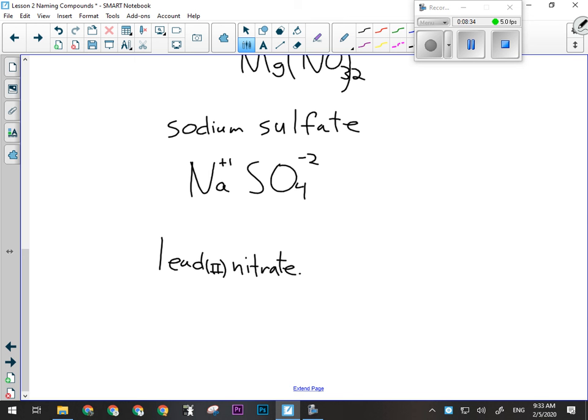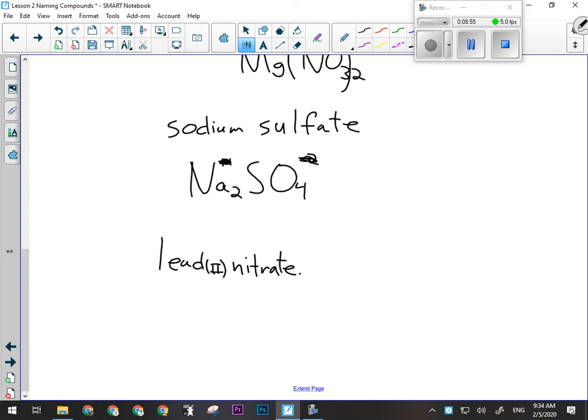All right, so now that I've got those charges there, now I drop and swap them, right? So 1 will drop over and go to the sulfate, and I won't write it, so I won't need it, okay? And the 2 will drop and come over to the sodium. Okay? Done. Na2SO4. Don't need brackets on that one either, because that number doesn't apply to the sulfate.